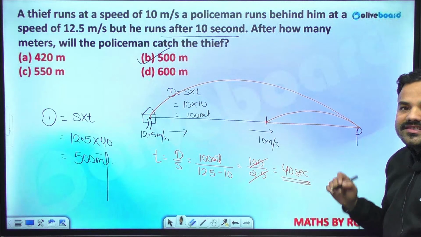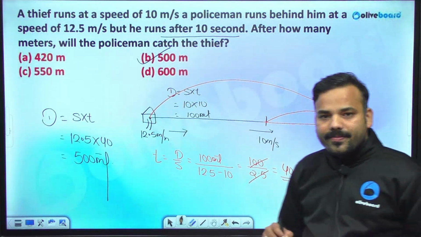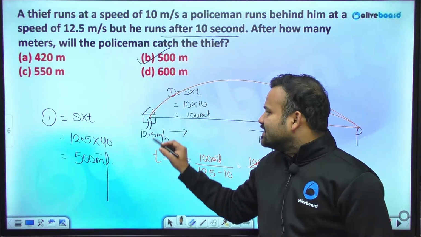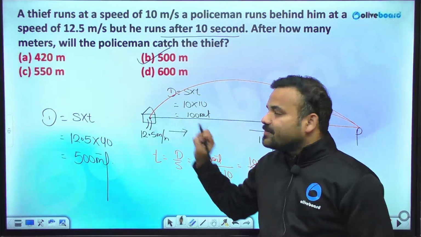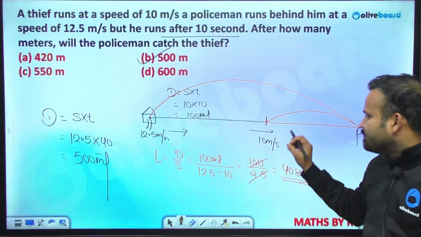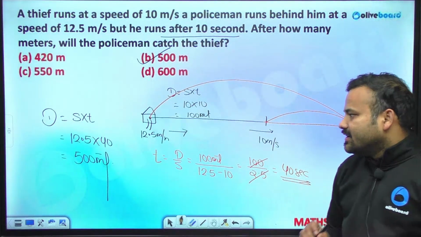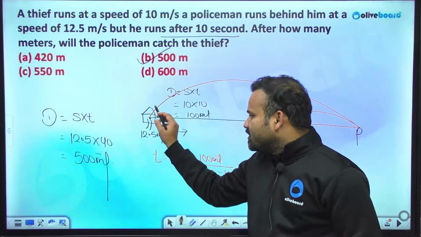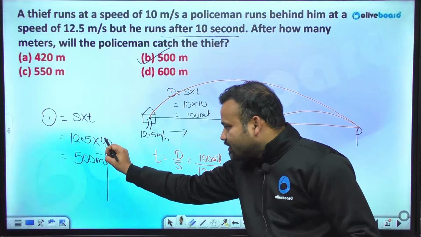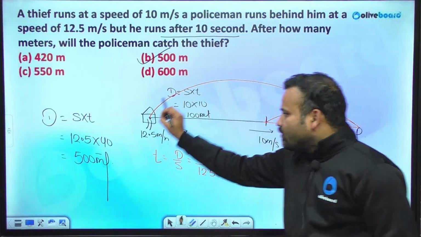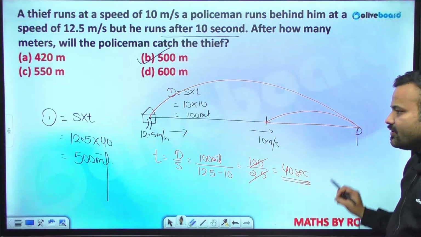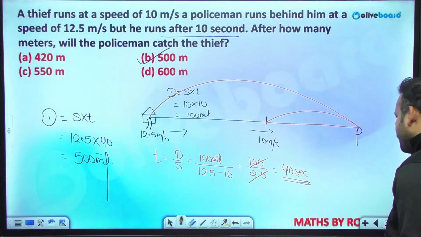So at what distance? Distance equals speed into time. I considered the speed of the constable or the policeman. Even you can consider the speed of the thief also. You will get this distance. Distance equals speed into time. The speed of the policeman was 12.5, and just after 40 seconds, he is able to catch this thief. So at a distance of 500 meter from the house.